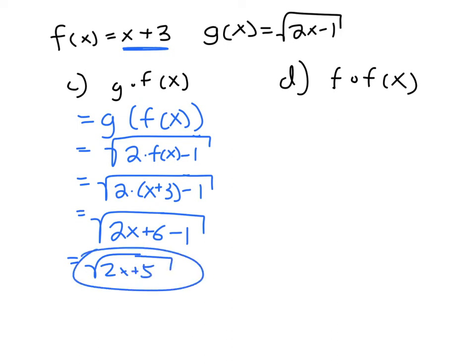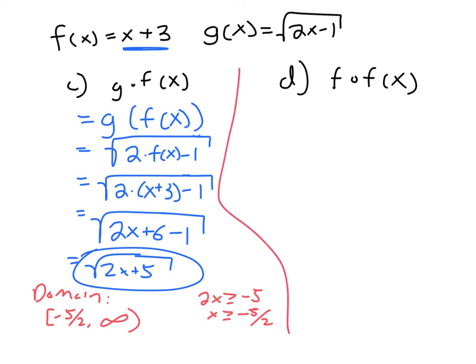That's my answer. Now, to find the domain, I need 2x plus 5 to be greater than or equal to 0. If you subtract 5 from both sides, 2x needs to be greater than or equal to negative 5, or x needs to be greater than or equal to negative 5 halves. So my domain for this one, I'm going to erase this so I can write it here: negative 5 halves all the way to infinity. And that would be my domain.